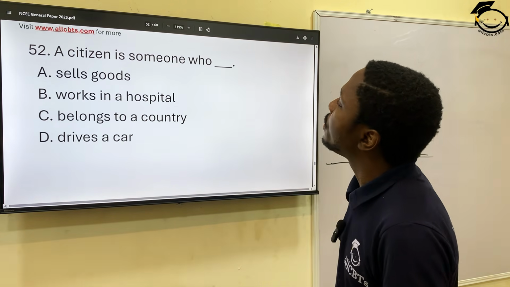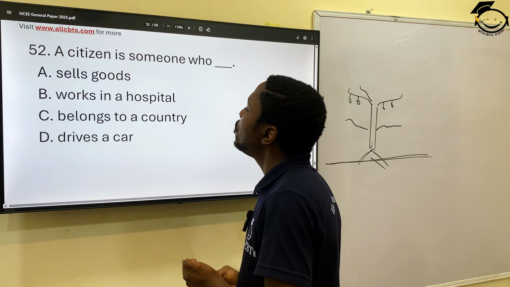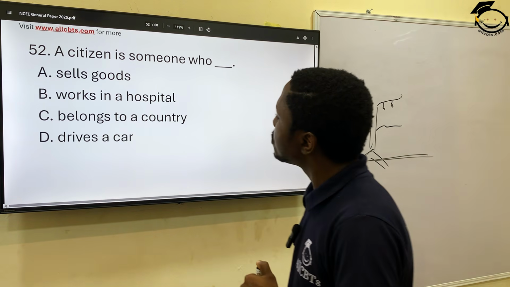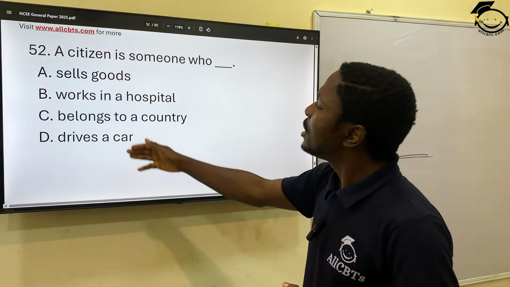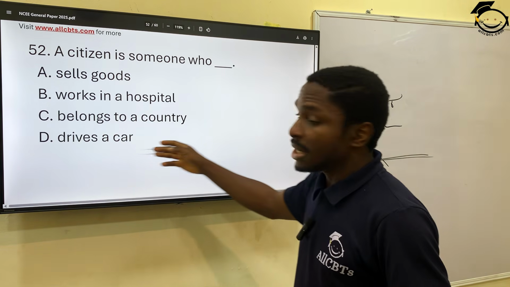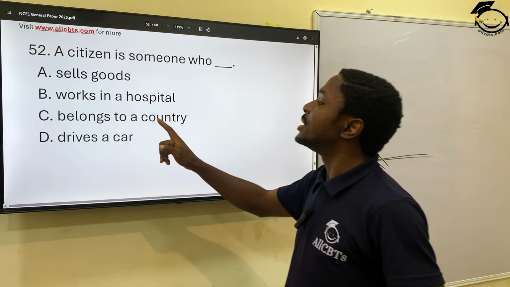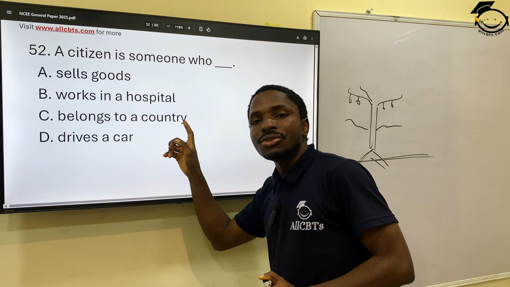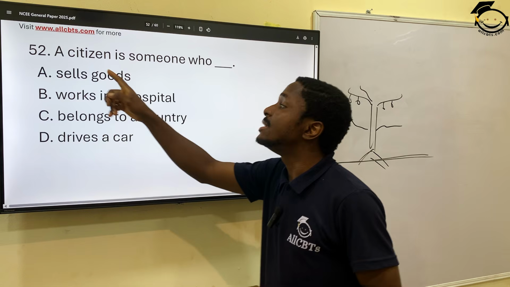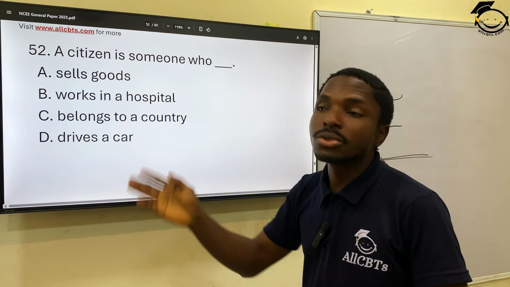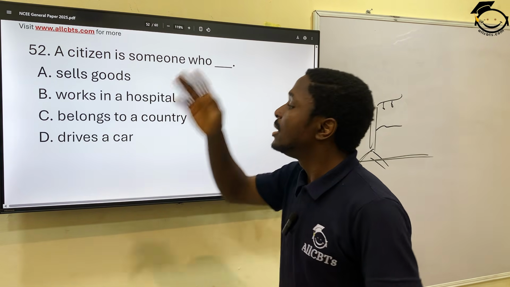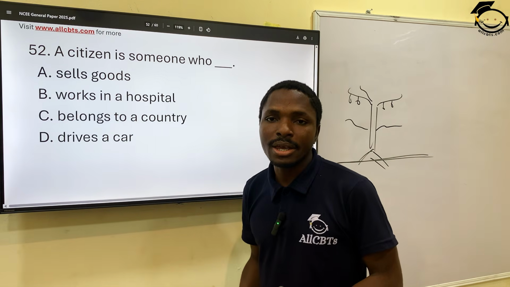And then 52, a citizen is someone who what? A, sells goods, works in a hospital, belongs to a country, drives a car. Well, the word citizen is always used in relation to a country. A citizen is someone who belongs or works or lives in a country. Yes.